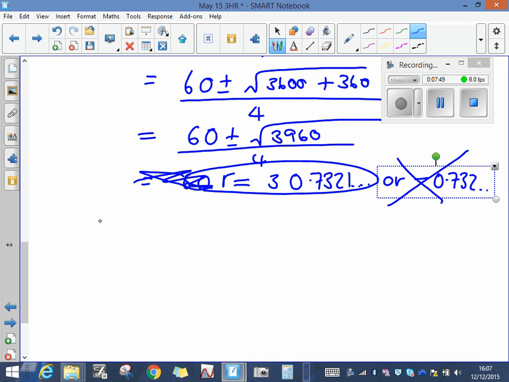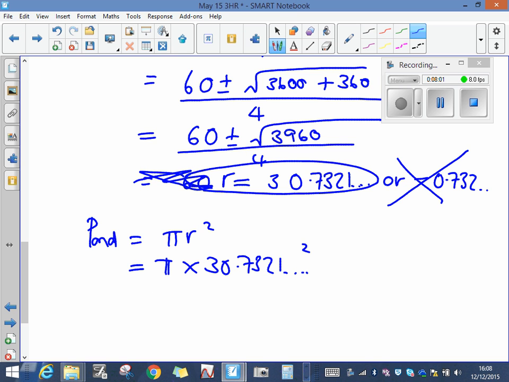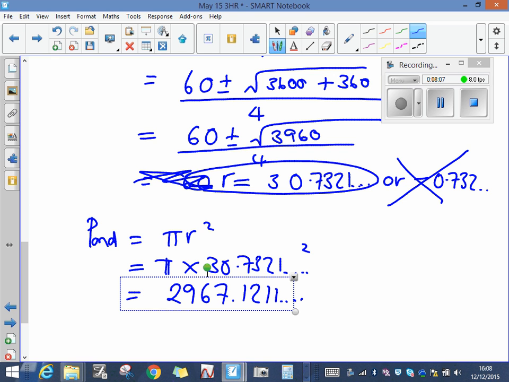Now remember, that is the radius, but what we're actually asked to find is the area of the pond. Well, the pond area, remember, is just pi r squared, so we are going to do pi times 30.7321 etc. squared. Don't round the 30.7321, and that comes out as 2,967.1211. And if we round that to 3 significant figures, we've got 296, the 6 rounds up to a 7, so we get 297, put in that 0 to keep everything the right size, and there's meters squared, and that's our answer.